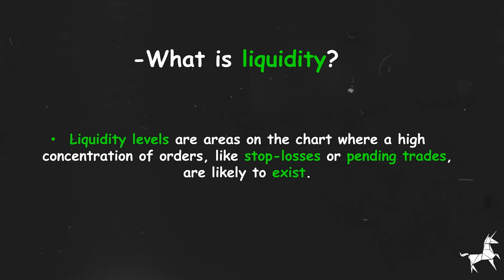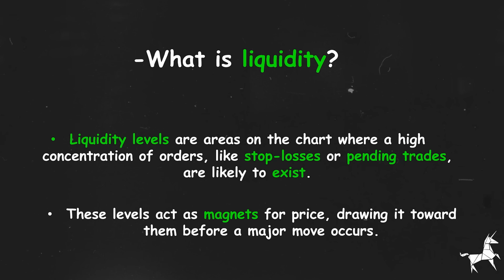Liquidity levels are areas on the chart where a high concentration of orders, like stop losses or pending trades, are likely to exist. These levels act as magnets for price, drawing it toward them before a major move occurs.